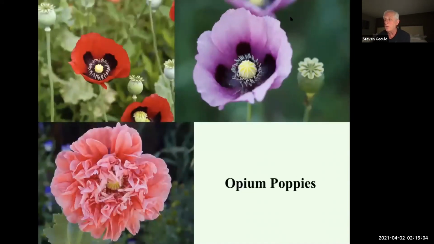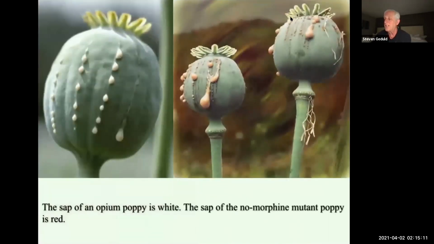These are opium poppies, what they look like, with the different colorations of them. Okay, so the sap of the opium poppy is white. The sap of the non-morphine mutant poppy is red. So this is the Norman that we get for the thebaine right here. It's more of a reddish color.